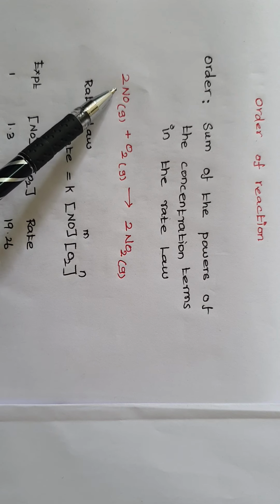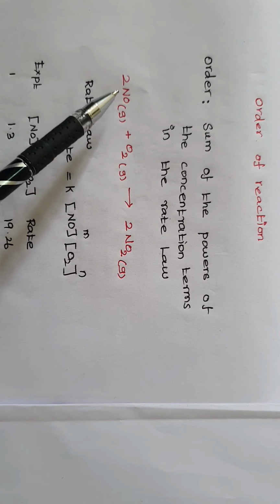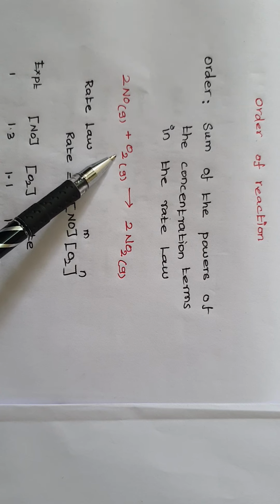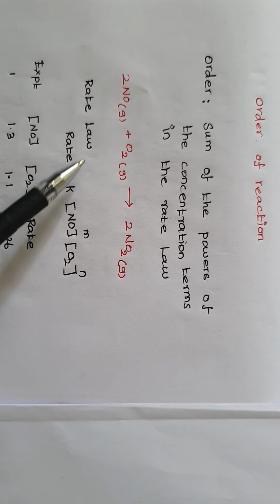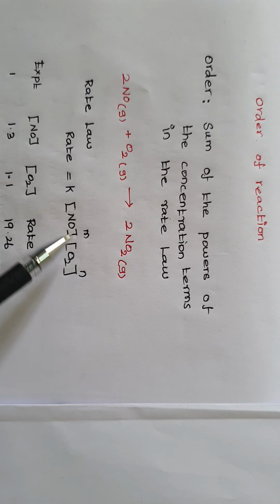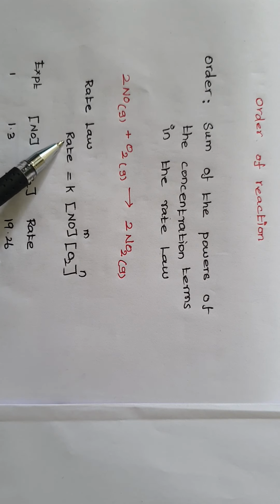So in this equation, 2 moles of nitric oxide react with 1 mole of oxygen. It gives 2 moles of nitrogen dioxide. All of them are existing in gaseous phase. So this is the rate law.